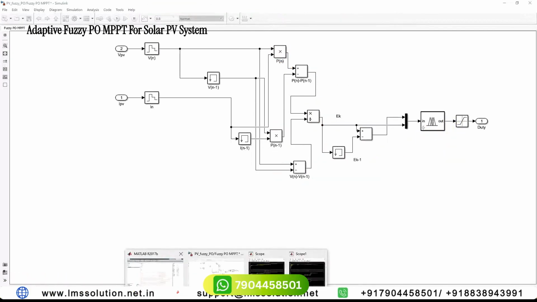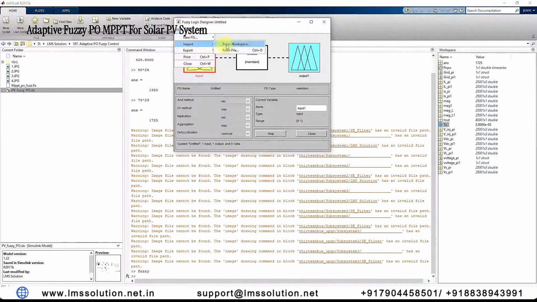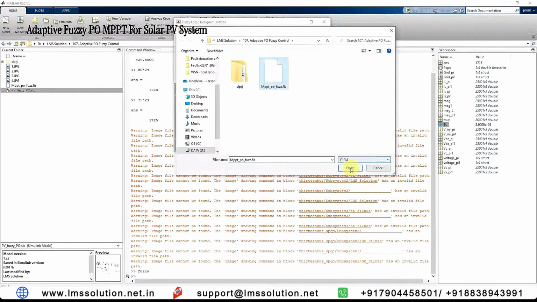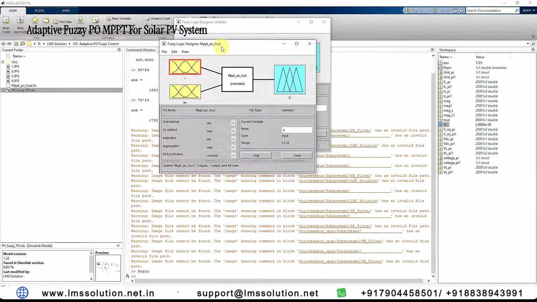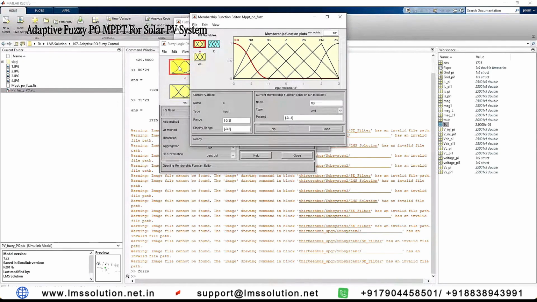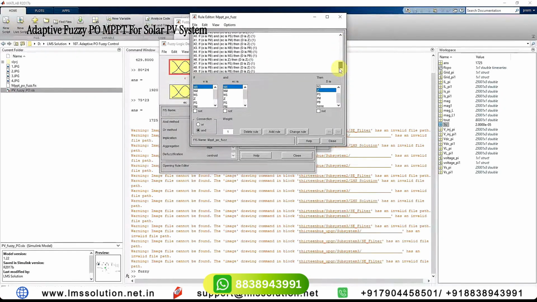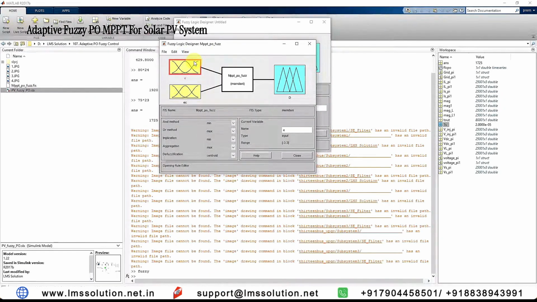Next, I'm going to open the fuzzy designer window. Here I'm going to open the fuzzy inference system for the adaptive PO fuzzy. This is the structure of the fuzzy inference system. Here you can see the membership function we considered for the error, and this is for the rate of change of error or change of error. Then we consider the duty cycle output, that means the output membership function for the adaptive PO fuzzy MPPT. And here you can see the rules. We created around 49 rules, and you can also see the fuzzy rules in the rule view.